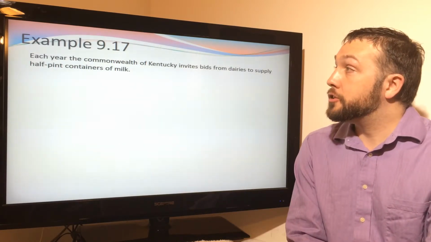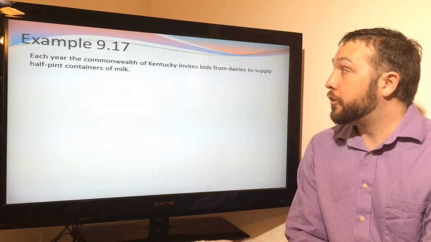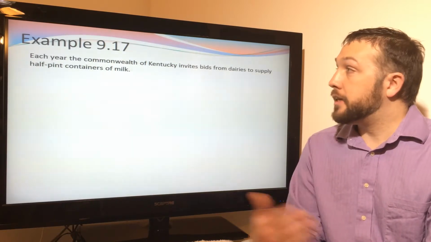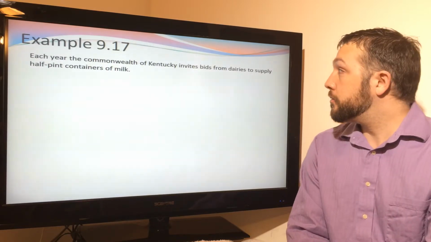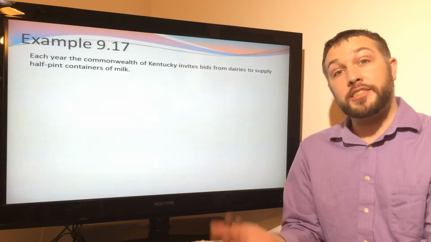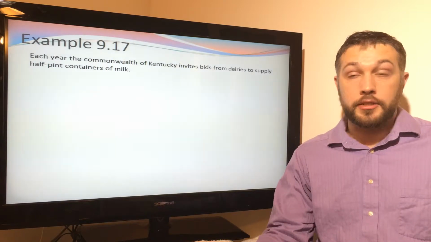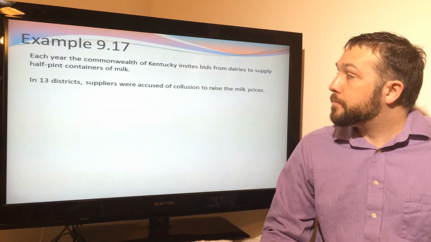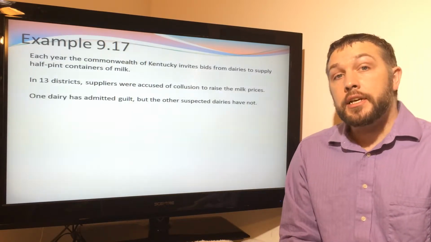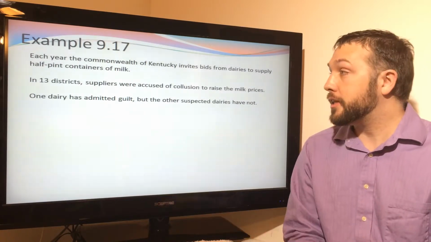Here's an example of collusion that was reported in a small market. In this case, it was just a tri-county fair in Kentucky where they were taking dairy farmers and they were bidding on supplying milk. So if you're willing to pay this amount for a half pint of milk, then I'd gladly accept that. And the lowest bid, of course, will get the job. But in one of these 13 districts, they noticed that a lot of the bids were very close to each other, essentially. There wasn't much variability in these bids.